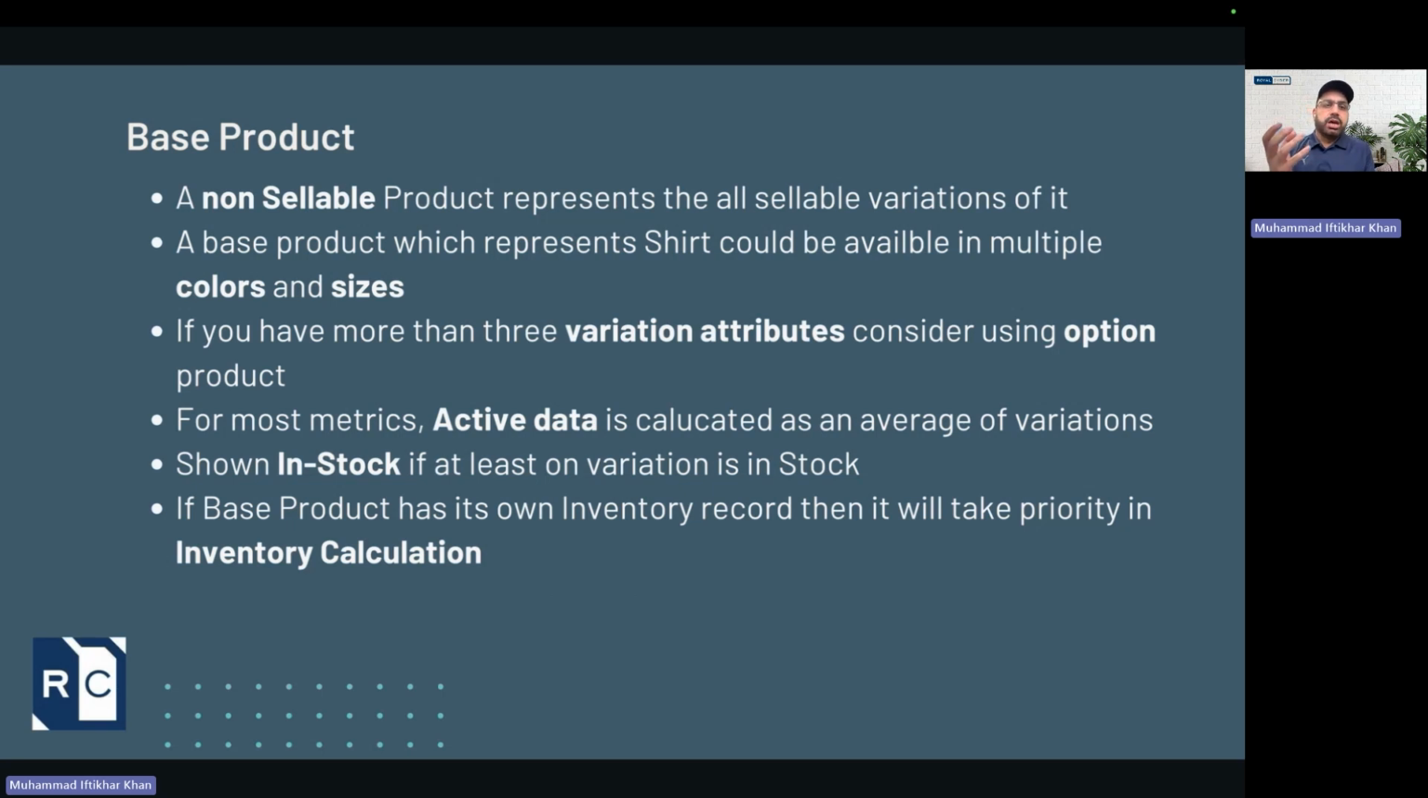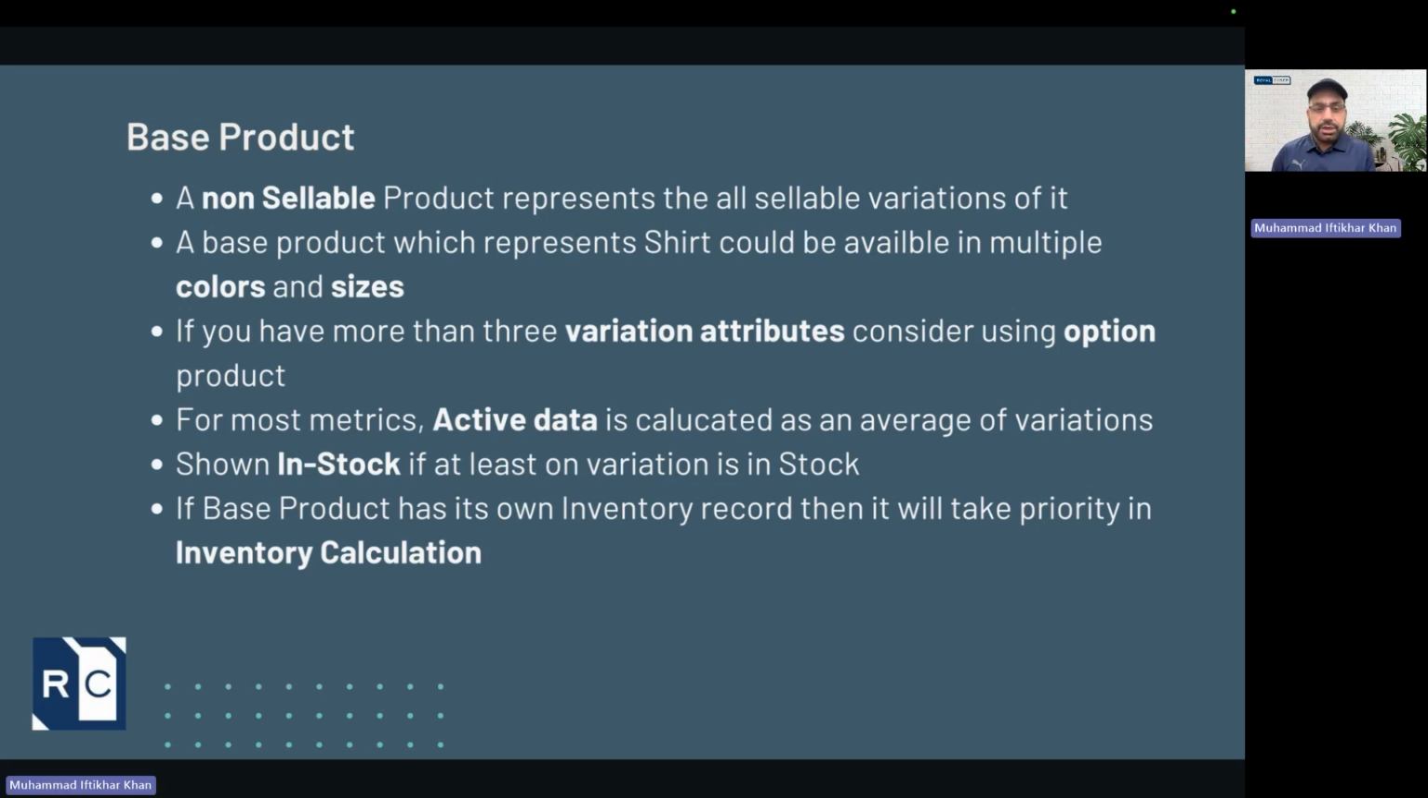Let's suppose you have 20 variations under a single base product, and only one variation is available in stock. When the customer lands on the PDP page, by default he will see the base product, right? So the base product will be shown in stock if a single variation is in stock.